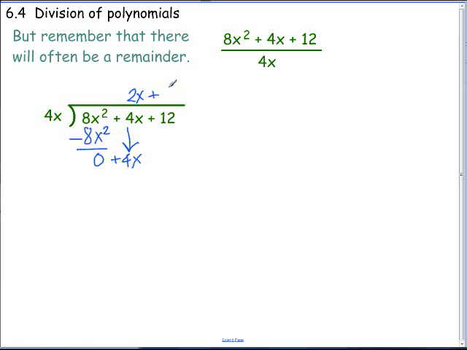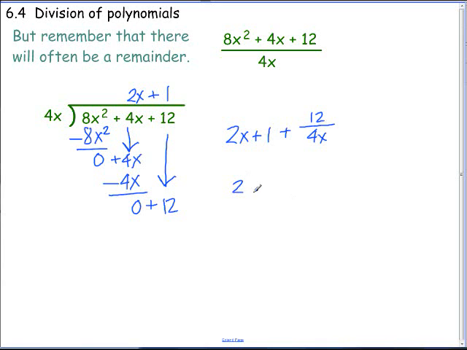1, you tell me? That's right. And then we have 4x, which we subtract. We get 0. But we're not done. We have this other term, plus 12. And 4x cannot possibly go in evenly with 12, which has no x. So we end up with 2x plus 1 with a remainder of 12, or we could express it as 12 over our divisor of 4x. We probably wouldn't leave it like that, would we? We would simplify it. 2x plus 1 plus 3 over x. That would be our answer.